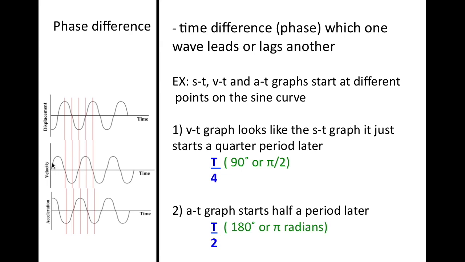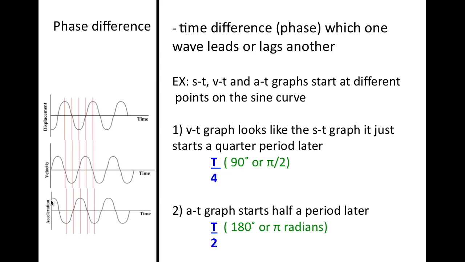Let's compare the velocity time graph and when it starts. Here what we're noticing is that it is 1/4 a period later. If T is the period, 1/4 of that would be T over 4, which is equivalent to 90 degrees, or pi over 2.